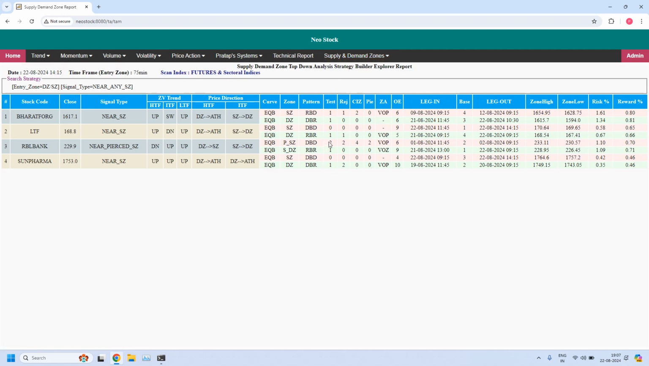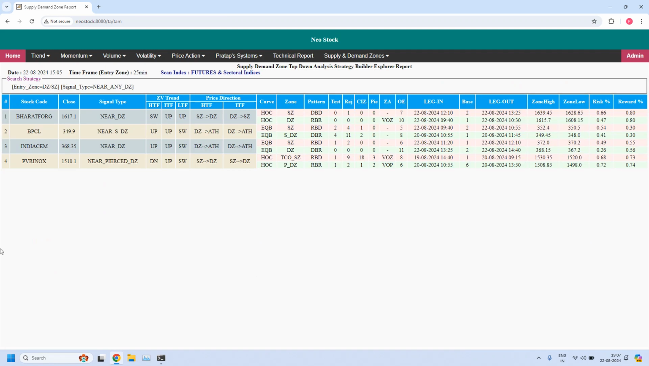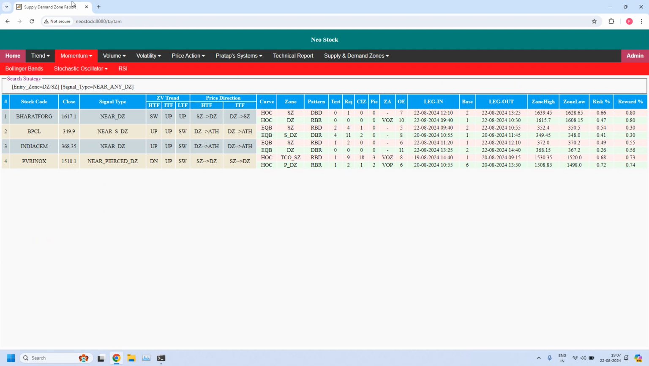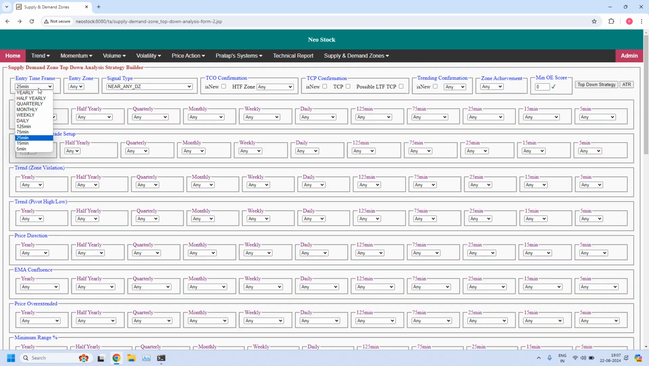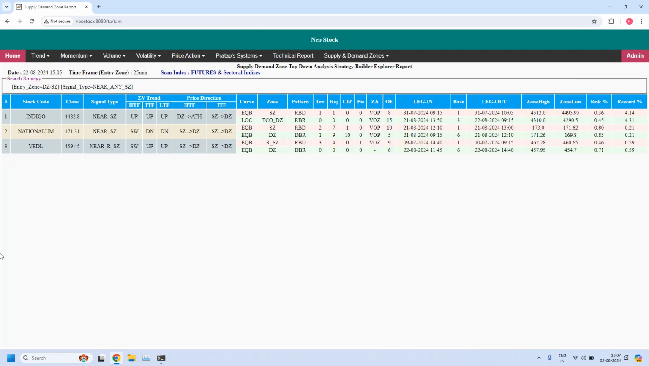next time frame, that is 25 minutes. Let us find the stocks near the 25 minutes demand zone. 4 stocks are filtered. The next report, 25 minutes time frame. Let us find the stocks near the 25 minutes supply zone. 3 stocks are filtered.